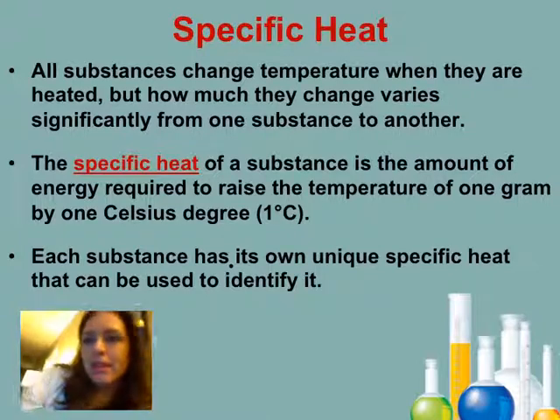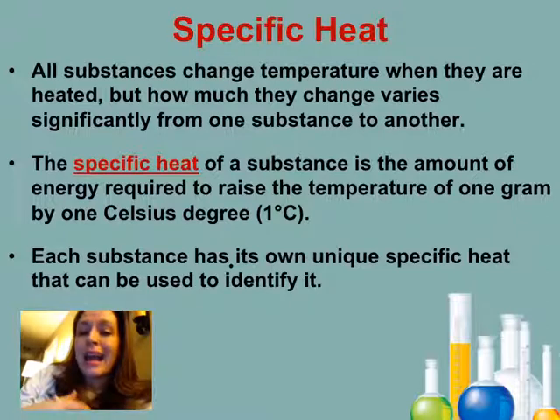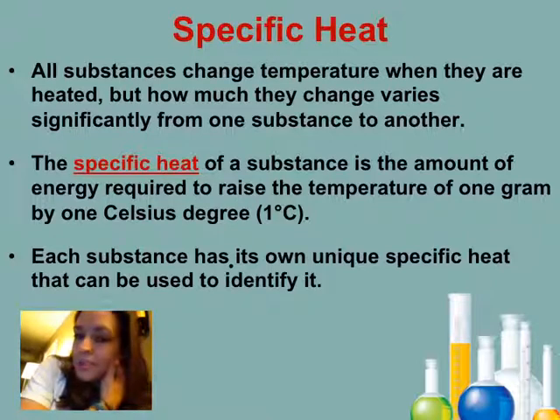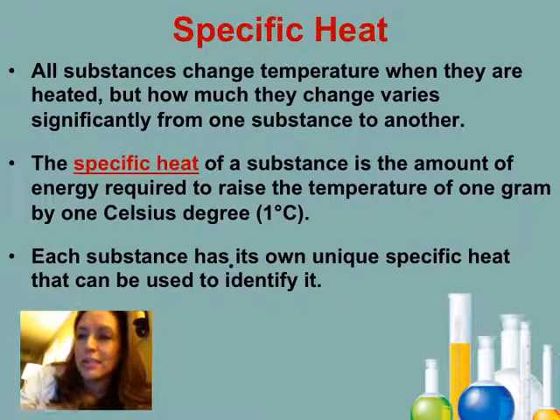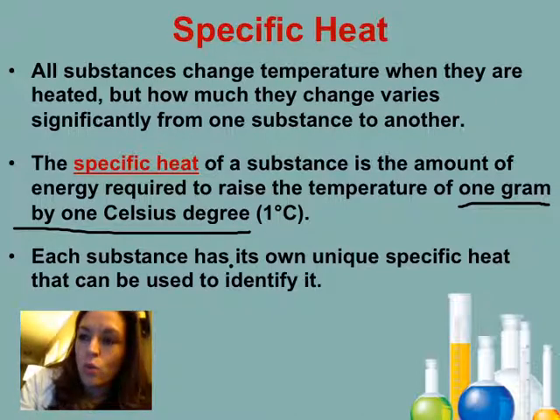So what we're used to measuring is temperature, and everything changes temperature when it's heated, but how much the substance itself changes depends on its specific heat. So the specific heat of a substance is the amount of energy required to raise the temperature of 1 gram by 1 Celsius degree. This is really helpful because 1 Celsius could also be considered 1 Kelvin, because sometimes we're working with really high temperature stuff and we prefer Kelvin.